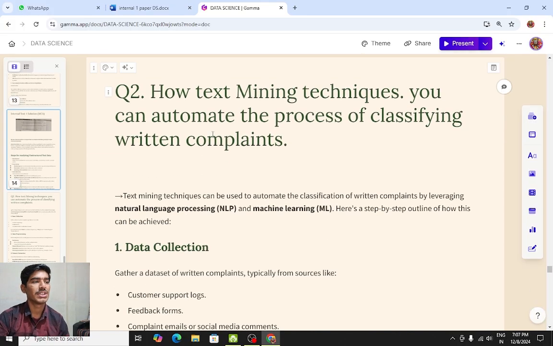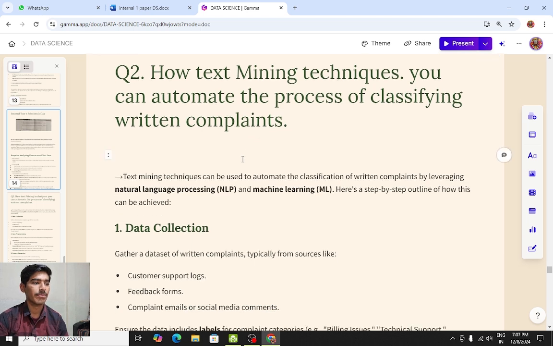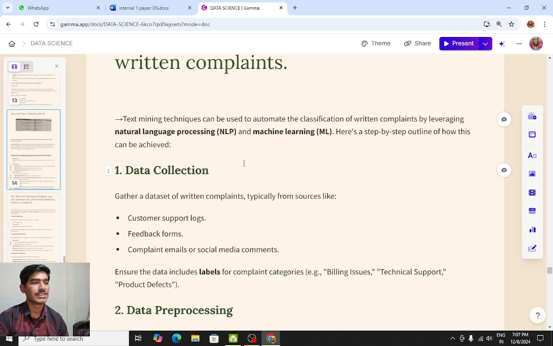Now, the next question is how text mining techniques can automate the process of classifying written complaints. Text mining techniques can be used to automate the classification of written complaints by leveraging natural language processing, that means NLP, and machine learning, that means ML. Here is a step by step outline of how this can be achieved.